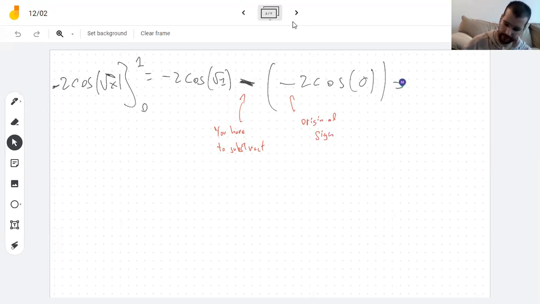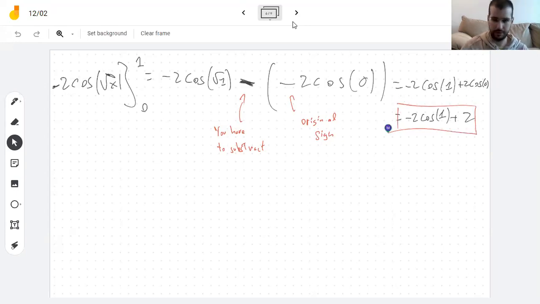So this is negative 2 cosine of 1 plus 2 cosine of 0. The cosine of 1 is just some number. The cosine of 0 is 1. So that's the answer: 2 minus 2 cosine of 1. Are there any questions?